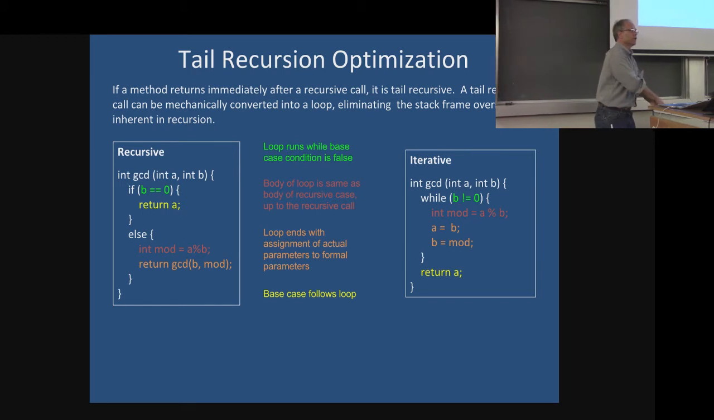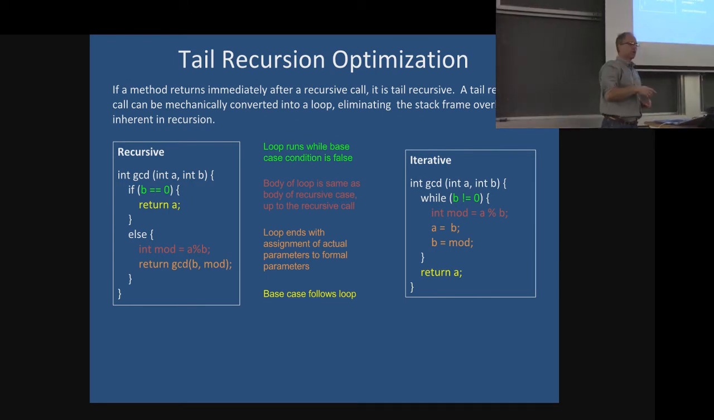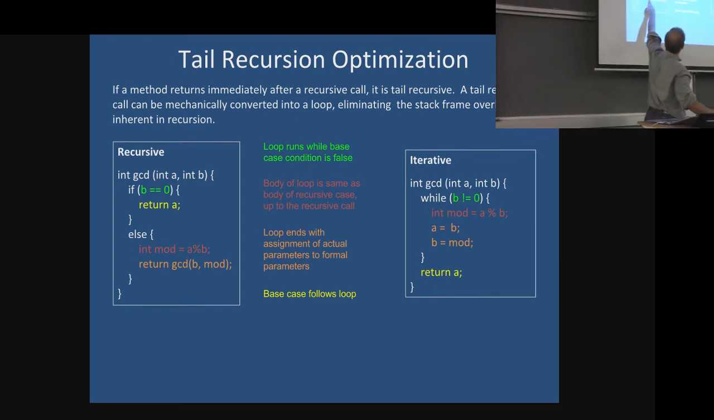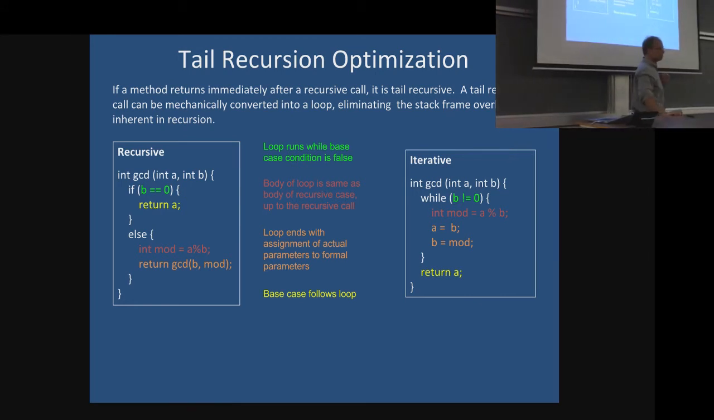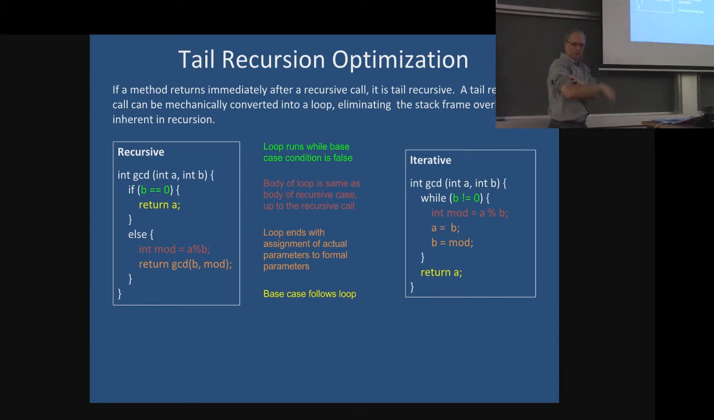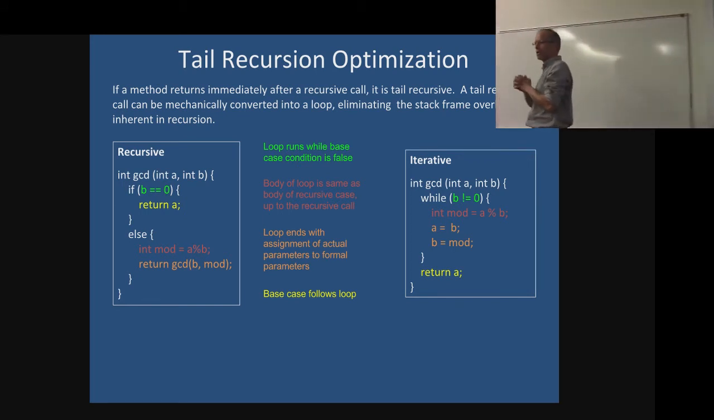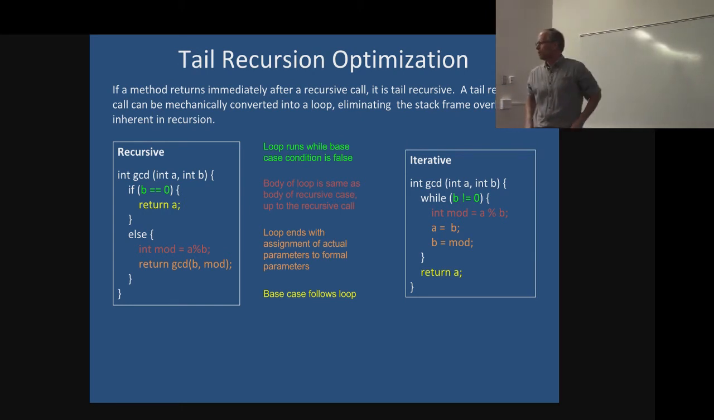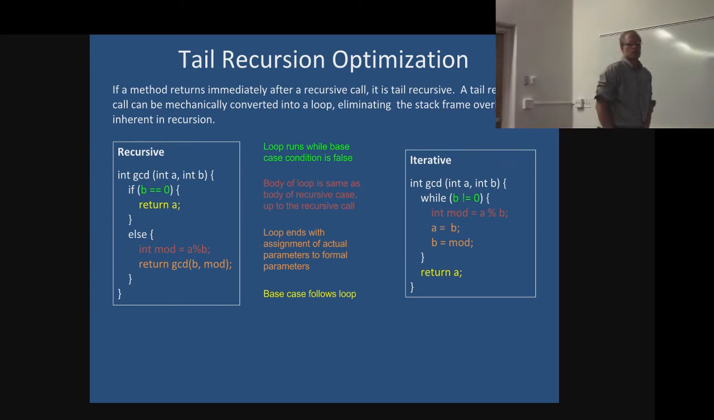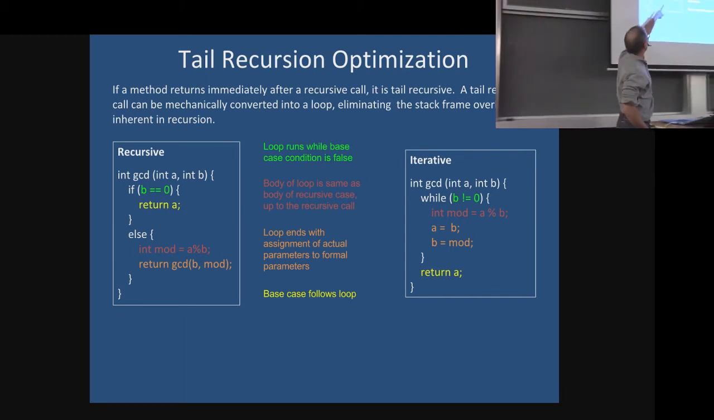So rather than using a bunch of stack space to store values of A and B over and over again, we just keep reusing the same stack frame. And we replace a recursive call with an iteration. Now, it can be difficult to see at first, but it's actually a very simple, mechanical optimization that a compiler can do. How much faster is this? Well, how much faster is it? Are we changing the number of mods we do?